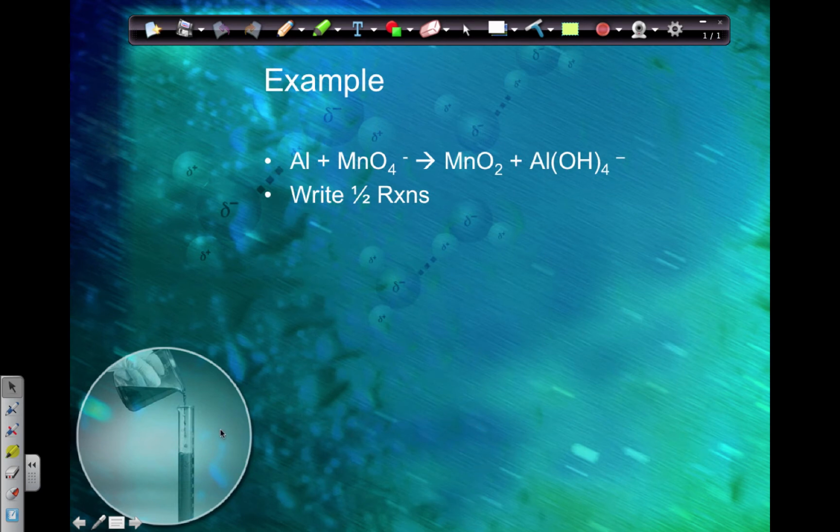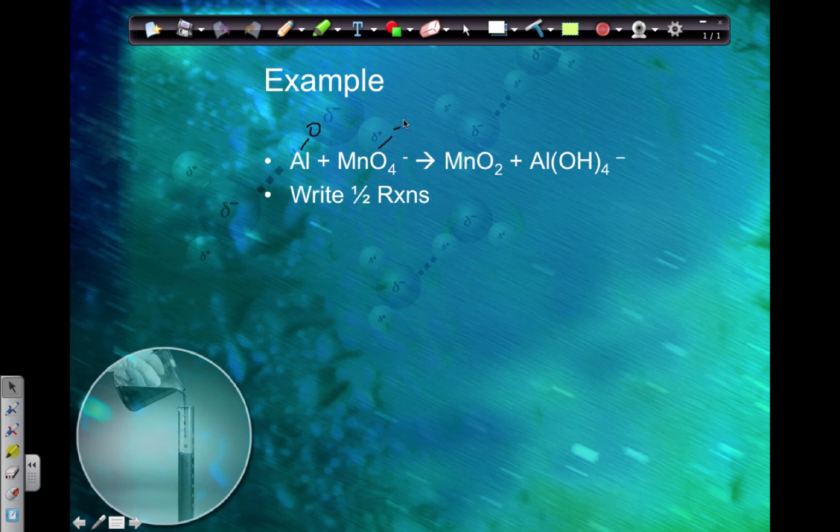All right, so let's look at this reaction. This reaction is aluminum plus permanganate equals manganese oxide and aluminum hydroxide. So what we're going to do is the same thing we've been doing. We are going to write the half reactions. So we need to decide what's being oxidized and what's being reduced. So aluminum here by itself should be 0.